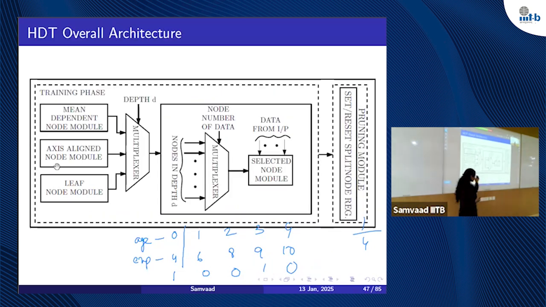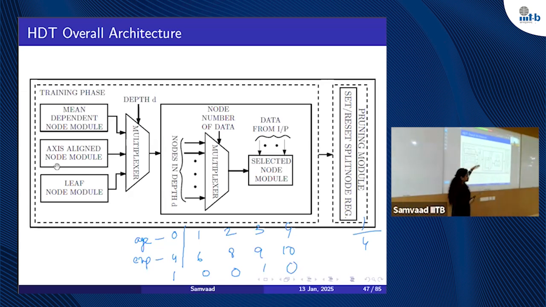So this was my overall architecture. Here I had 3 types of nodes: mean dependent, axis aligned, and leaf node. So based on the depth, till DMD, I had mean dependent nodes. Those were all calculated from my training data in Python. After that only I implemented on hardware.